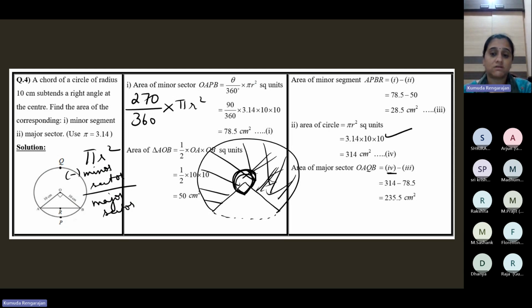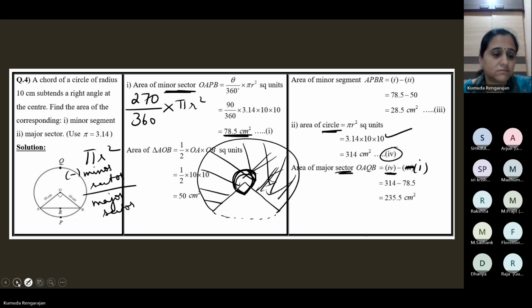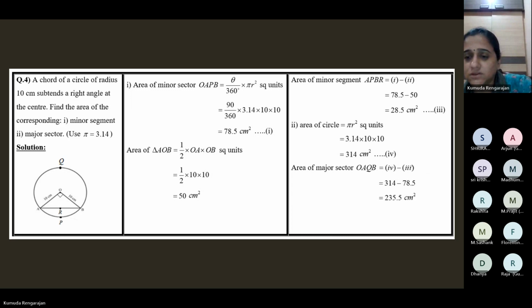Children, not segment. Area of the major sector will be the area of the circle. So 4, where is 4? This one, area of the circle, minus the area of the minor sector, this one, 1. 4 minus 1. Oh, by mistake, I've written 3, I think here. It's not 3, children, it's 1. I don't know if you noticed it.